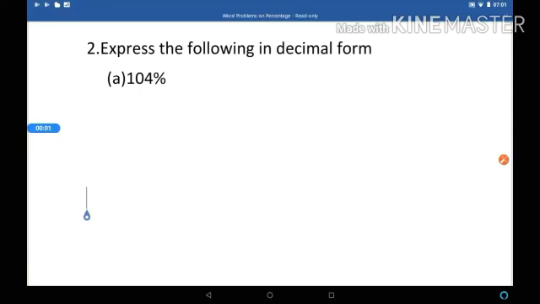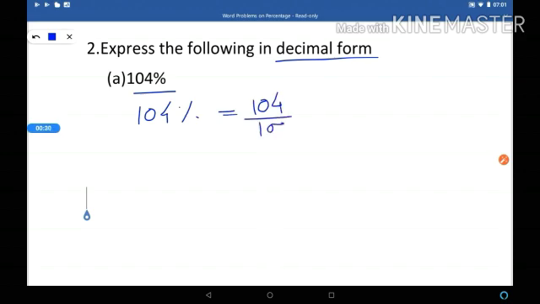Express the following in decimal form: 104%. So, whenever the percentage symbol follows the number, we have to write 100 as the denominator. 104 upon 100. So, whenever 100 is in the denominator, we have to put the decimal point after 2 digits from your right side.